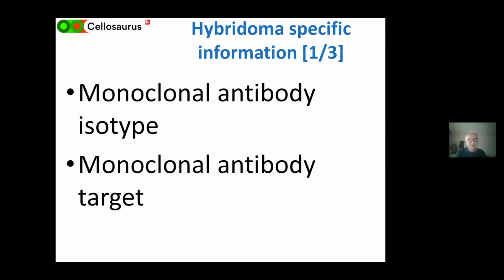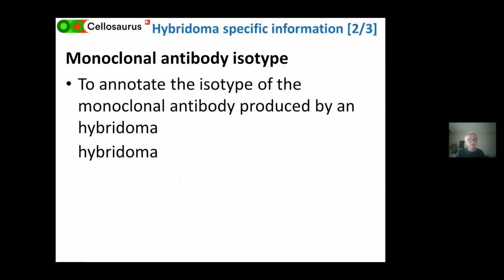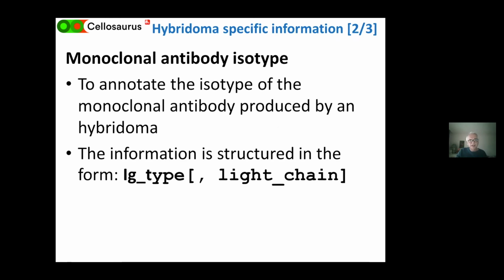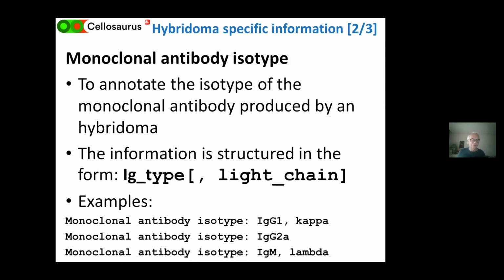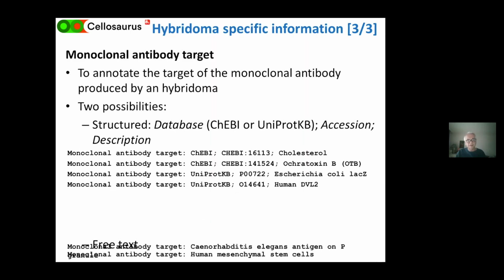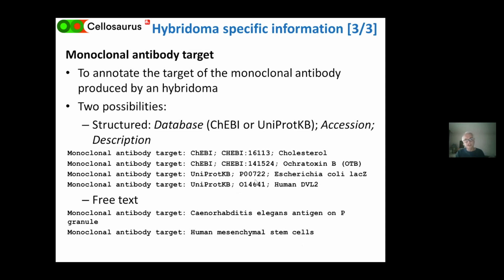Now, here I'm going to skip this because monoclonal antibody-specific information is only for antibodies from hybridomas, and most of you are probably not working on it. So you can look back at those slides later, where we have information about the monoclonal antibody isotype and the target, which protein or which chemical compound is a target of that monoclonal antibody, which is produced by a hybridoma.